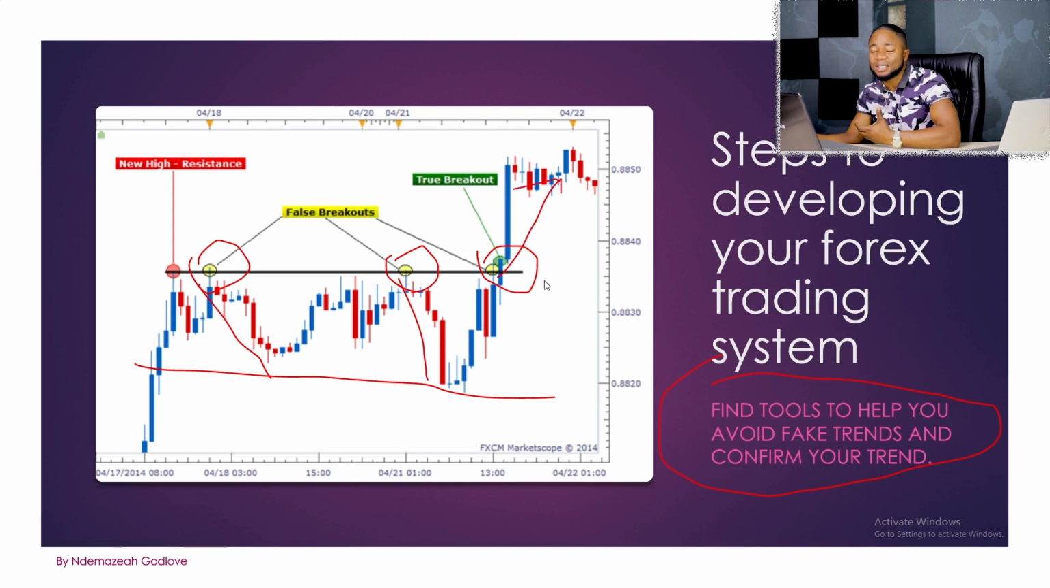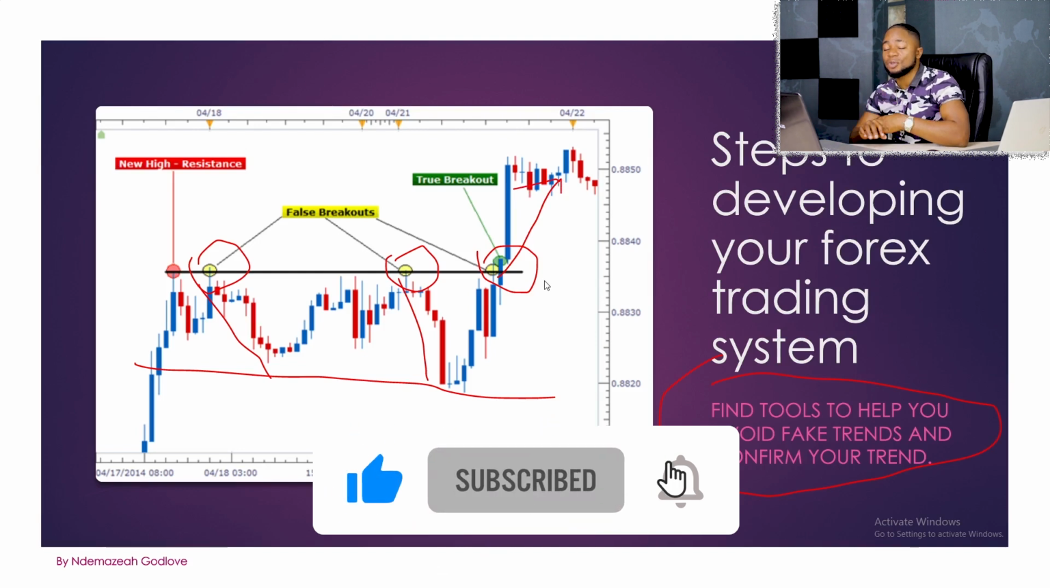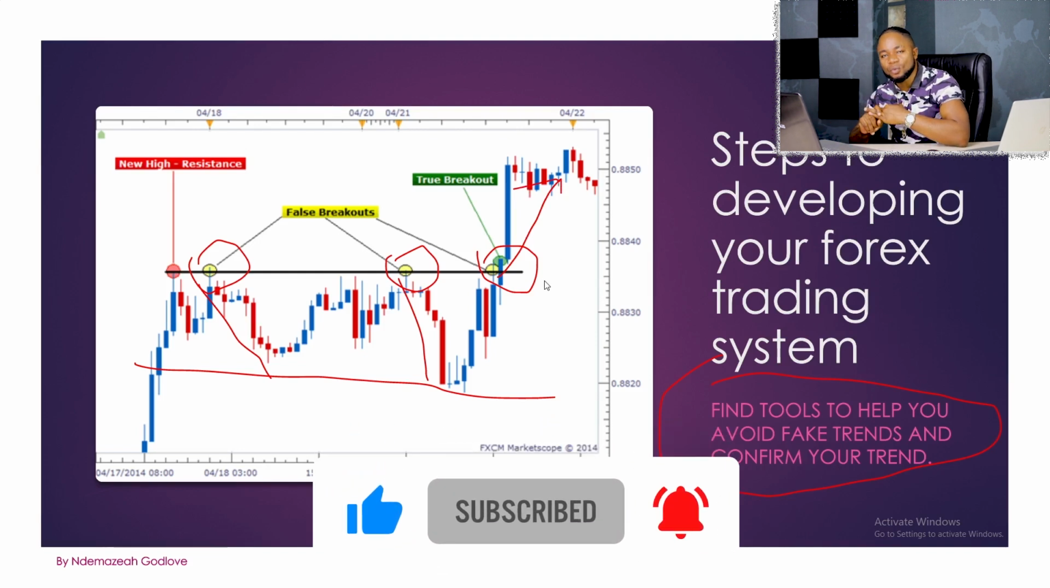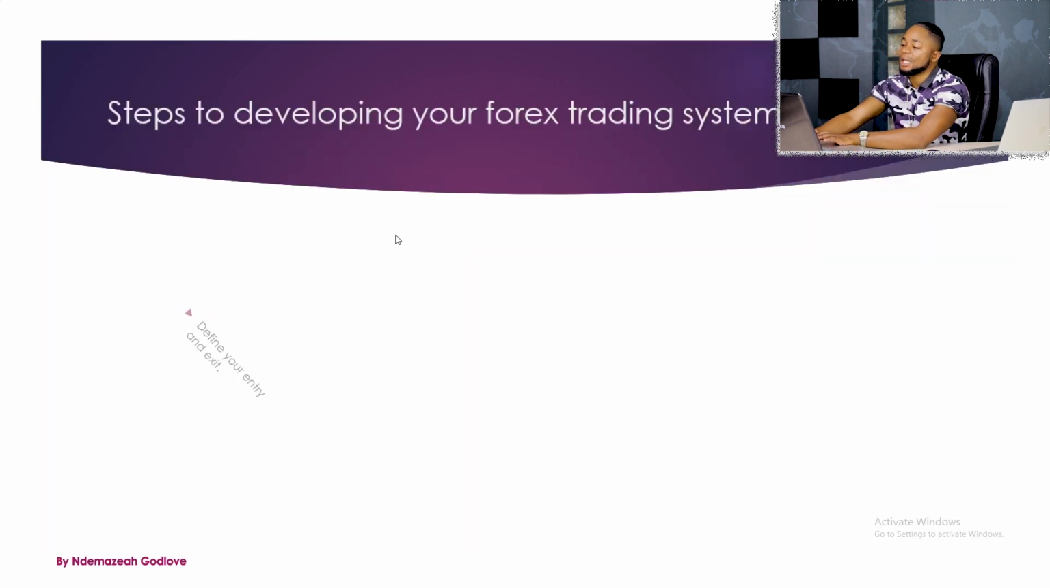So those are tools. I'm just using price action, for example. Maybe you might be using indicators, or other tools, but you must have a tool that will help you identify fake trends.